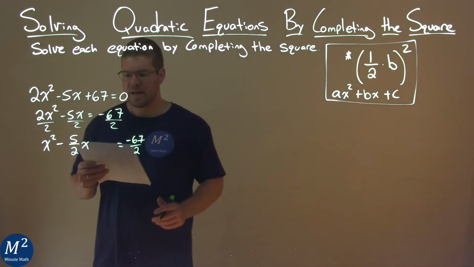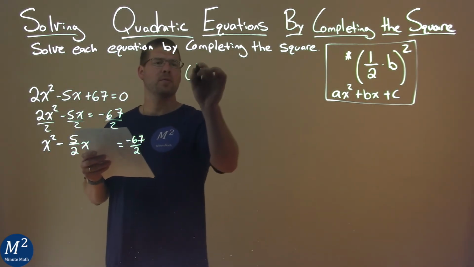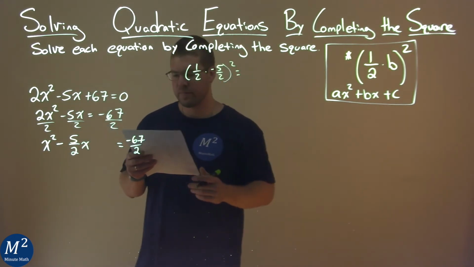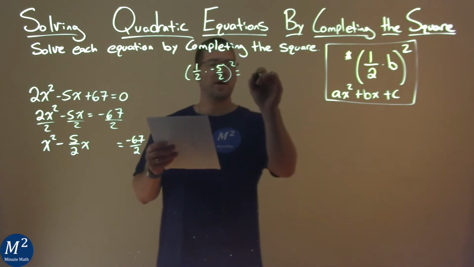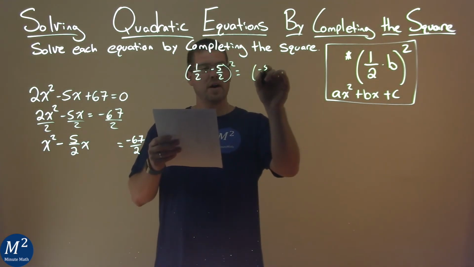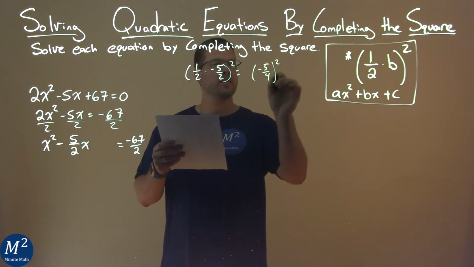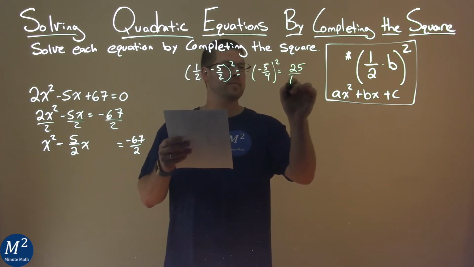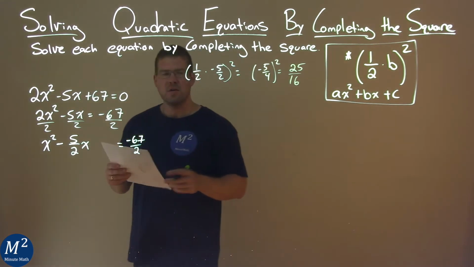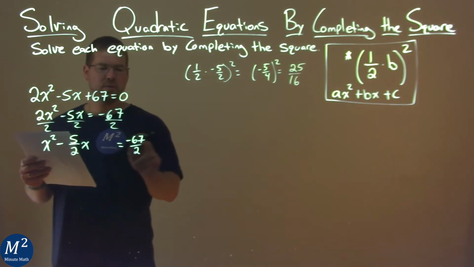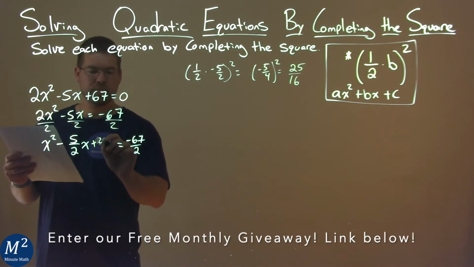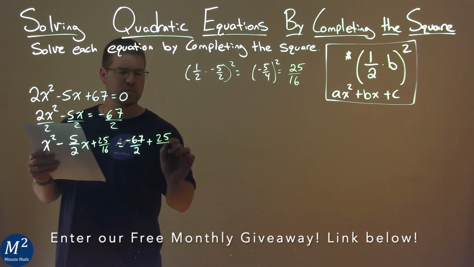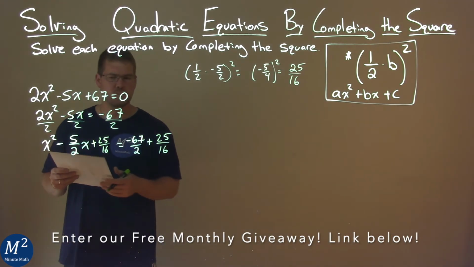My b value is negative 5/2. So I use my formula, 1/2 times negative 5/2, squared. Well, 1/2 times negative 5/2 is negative 5/4. And then we square all of that, and we get a positive 25 over 16. So I'm going to add that 25 over 16 to both sides of the equation. Same process as before, just with fractions, but the same rule still applies.